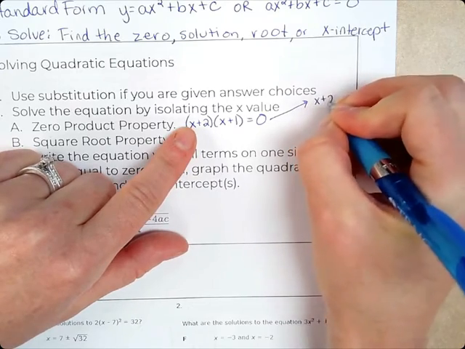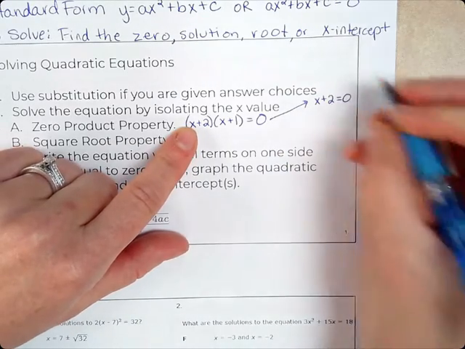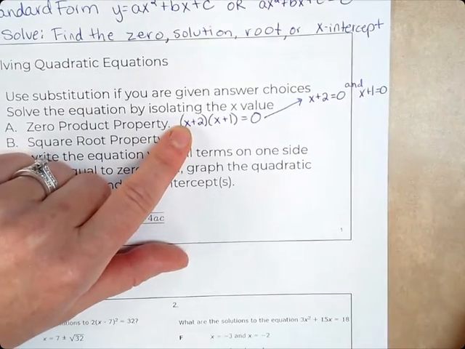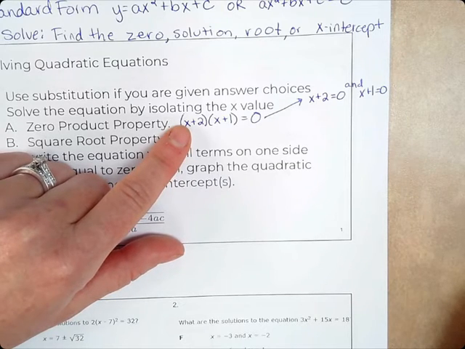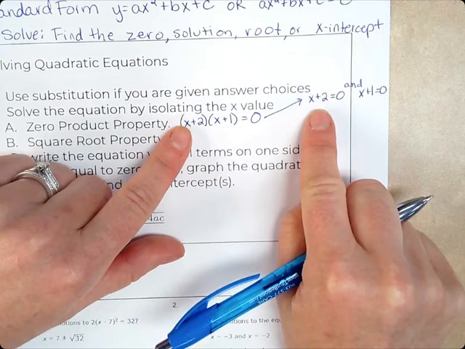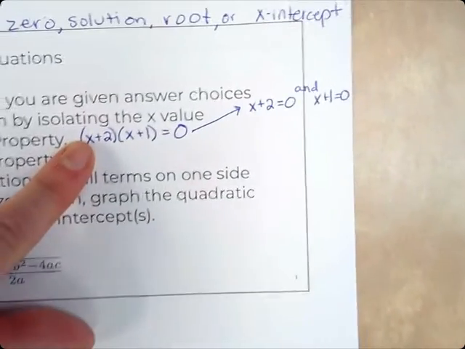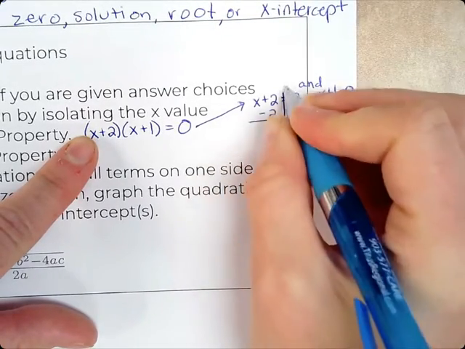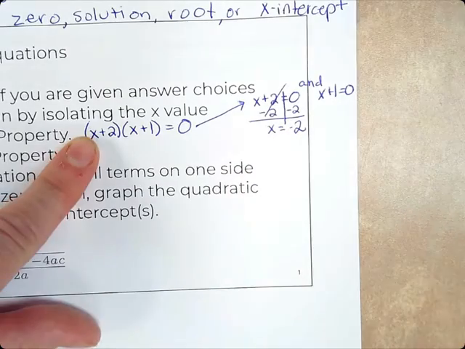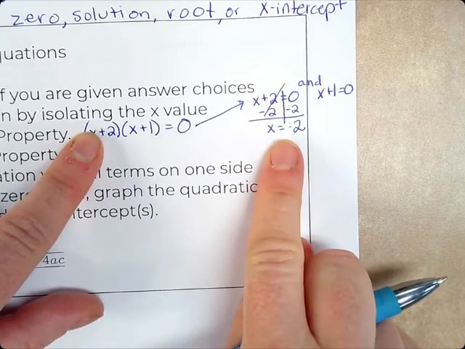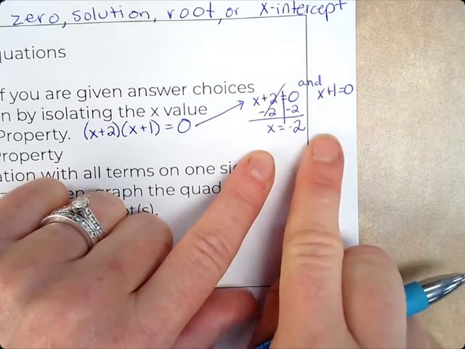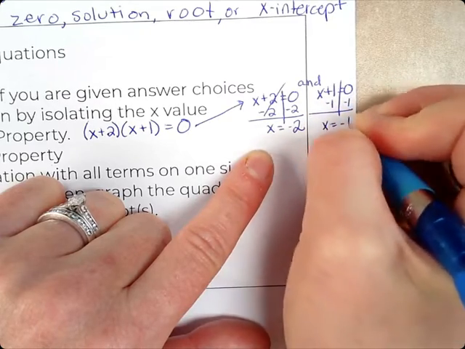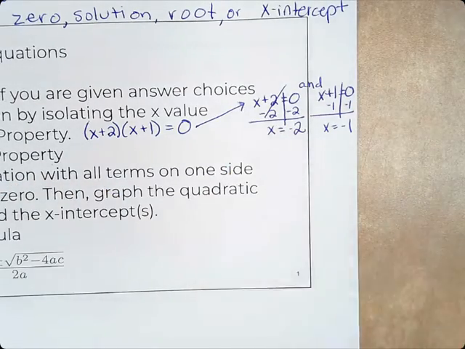We'd say x plus 2 equals 0 and x plus 1 equals 0. And we would solve those equations. These are just one-step equations, super easy. So we would set equal to 0, subtract the 2, and we get x equals negative 2 on that first one. And then on the other one, we would need to subtract 1 to both sides, so we get x equals negative 1. So your two solutions are negative 2 and negative 1.